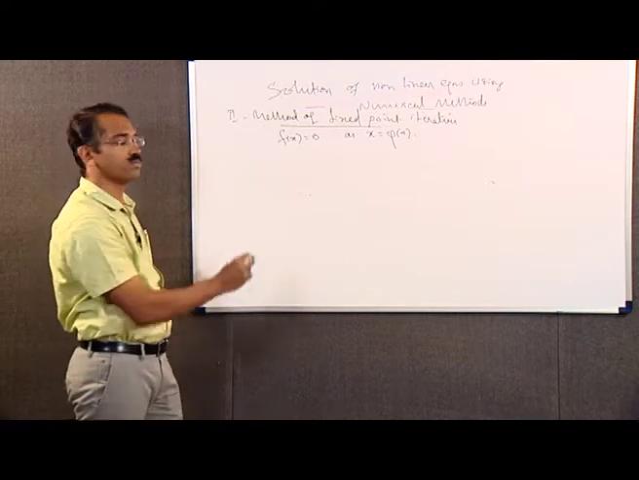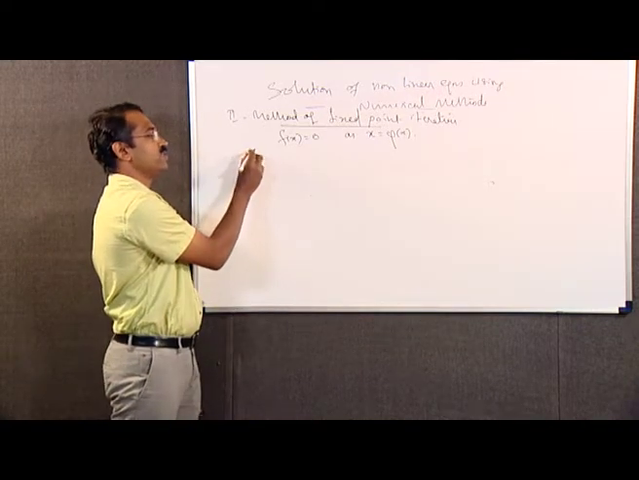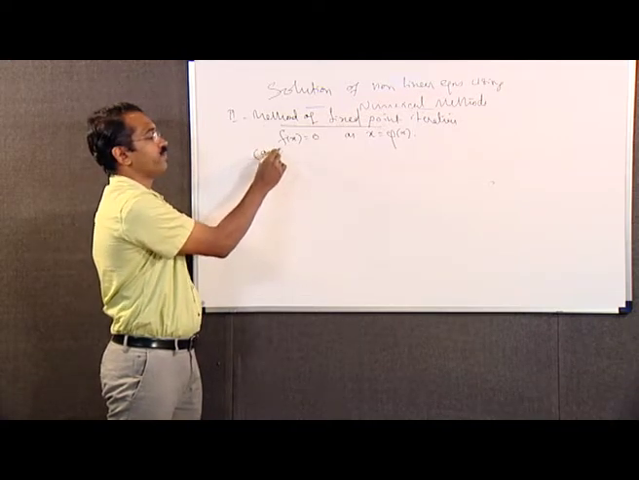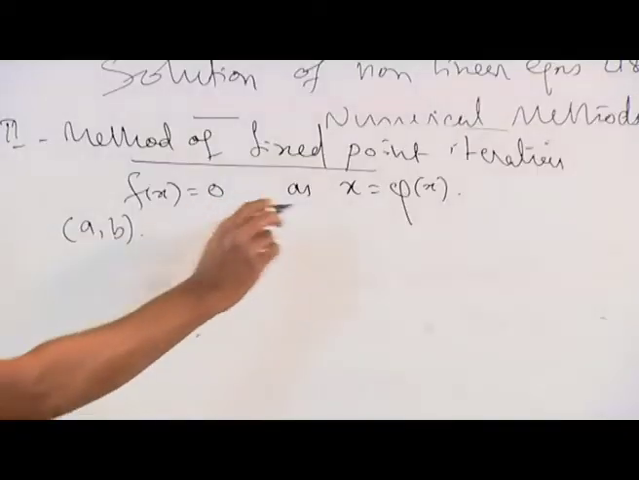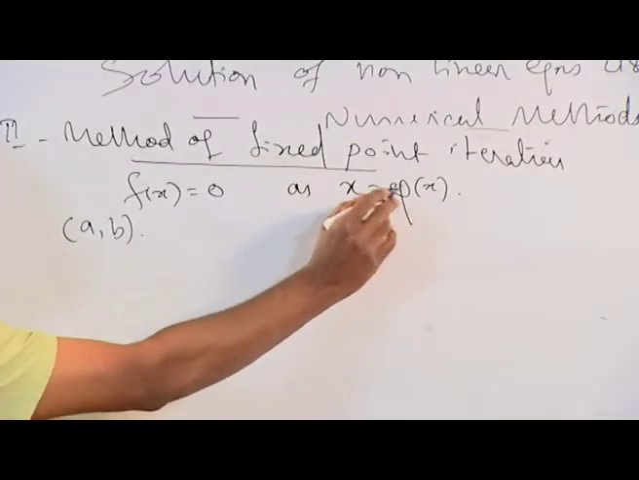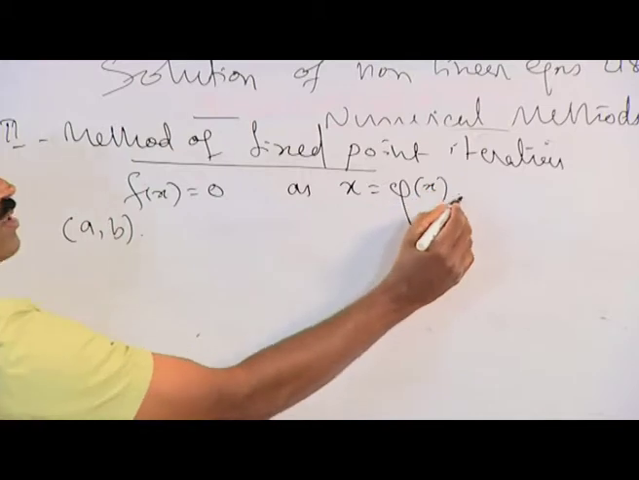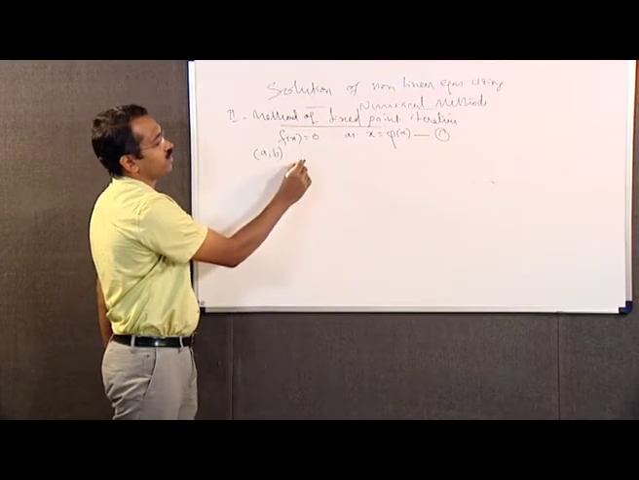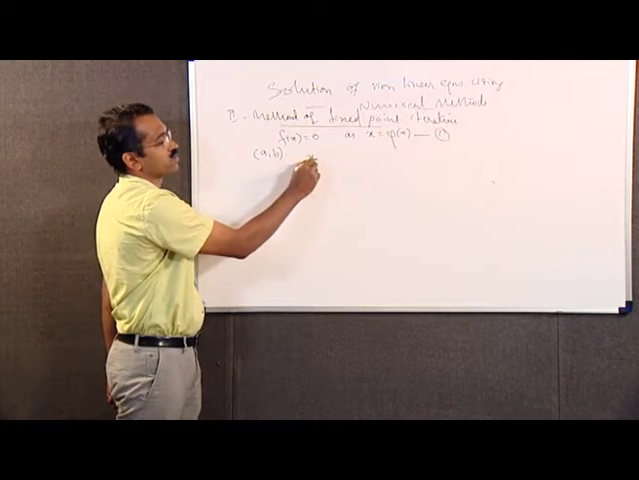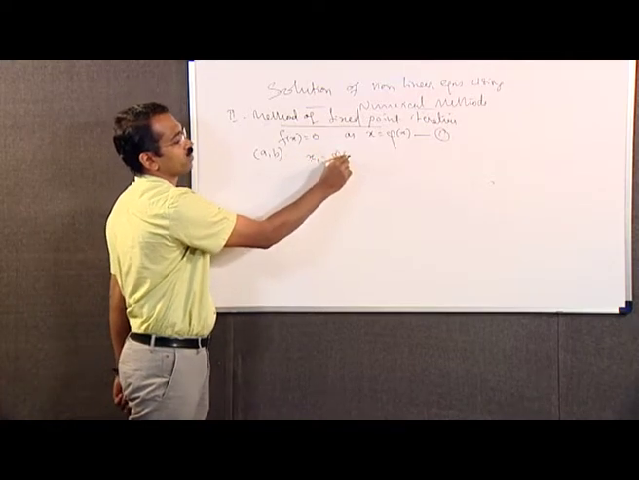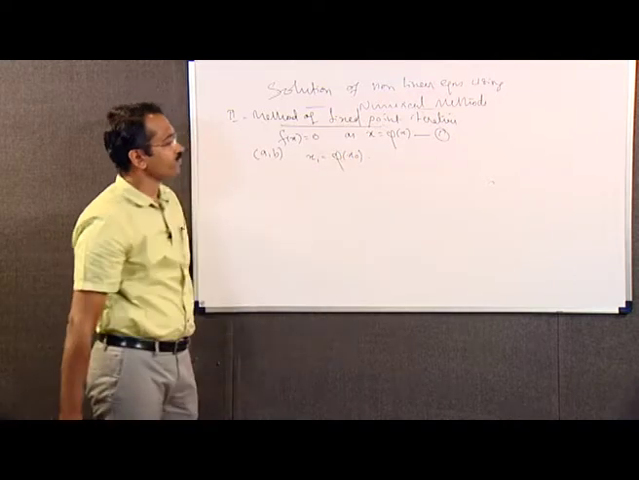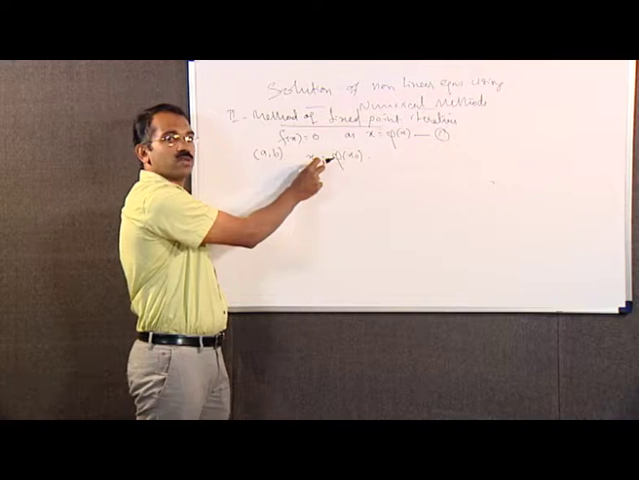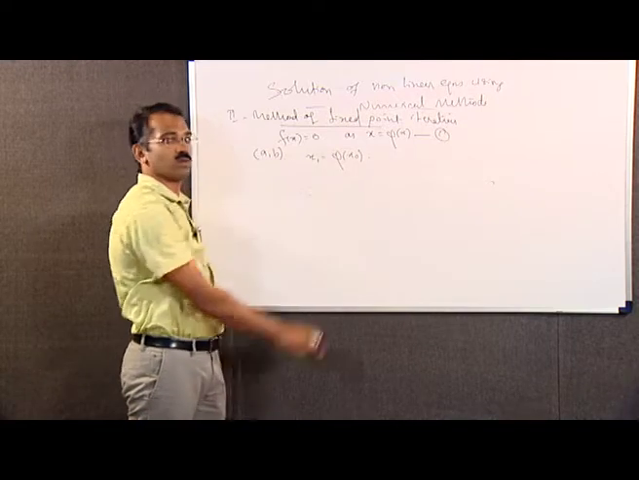Using the location theorem, first we find the interval of approximation of the form a b. We put x naught in the right hand side of this equation, equation number 1. We will get a better approximation as x 1 equal to phi of x naught. x 1 is a better approximation of the exact root than x naught.